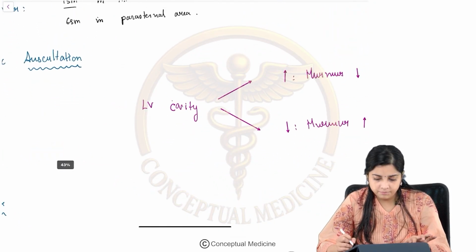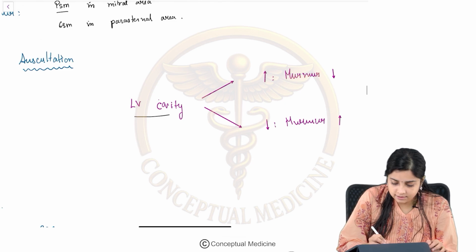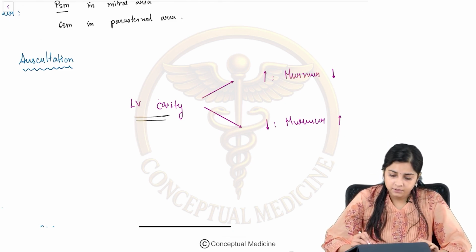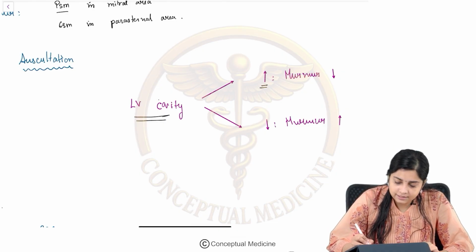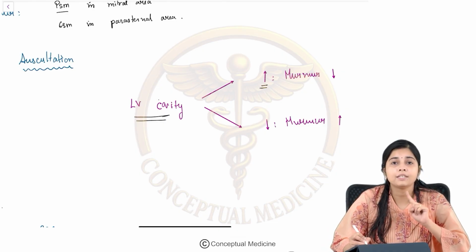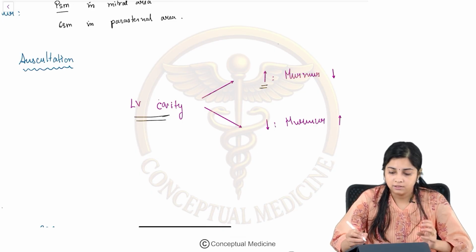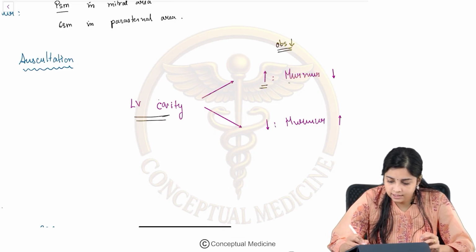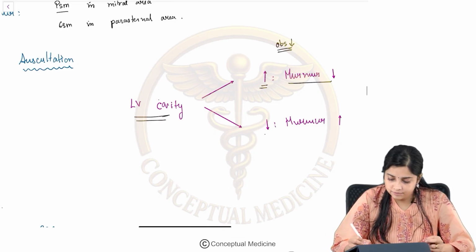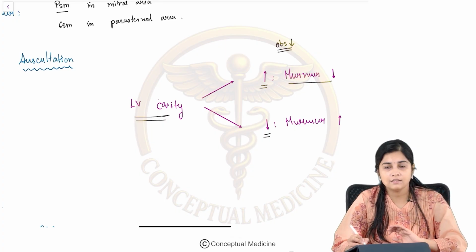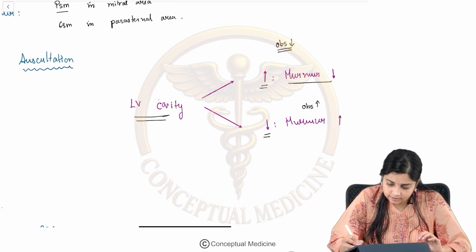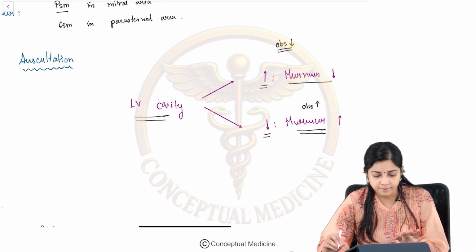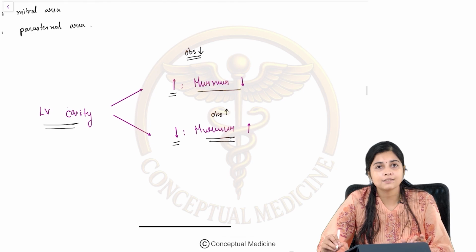Now, it's very simple. You just have to remember one single point. The murmur depends upon the size of the LV cavity. So, if the LV cavity size increases, then the obstruction decreases, and the murmur decreases. If the LV cavity size decreases, the obstruction increases and the murmur increases. This is the only basic thing that you have to remember. So, when does the LV cavity size increase?